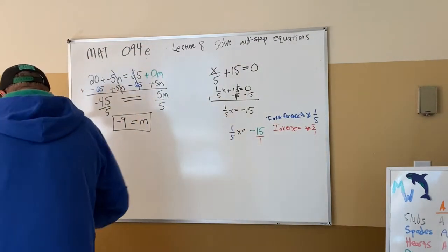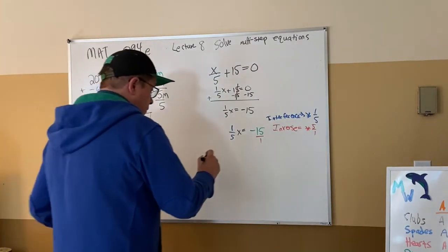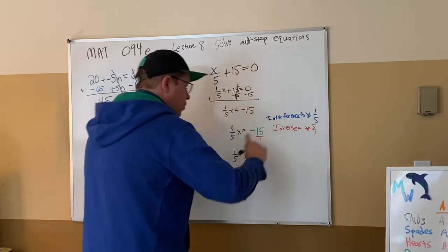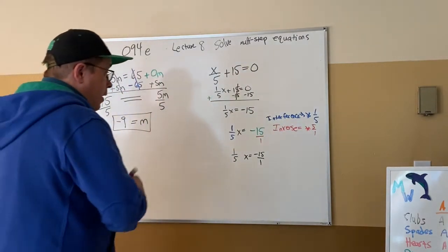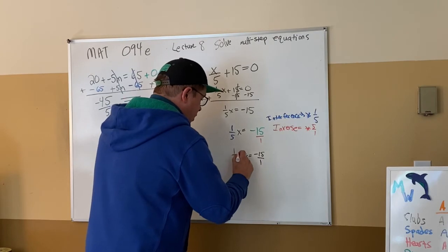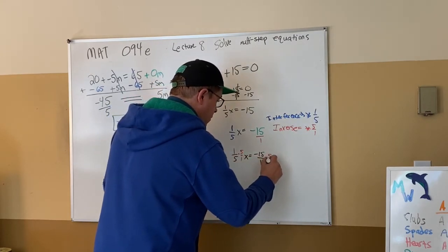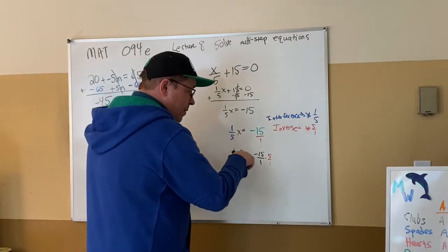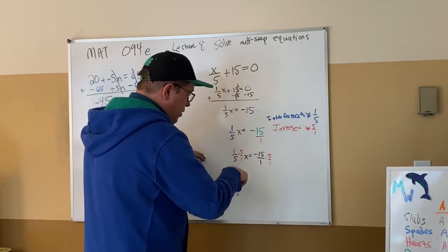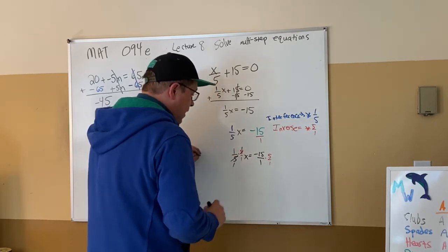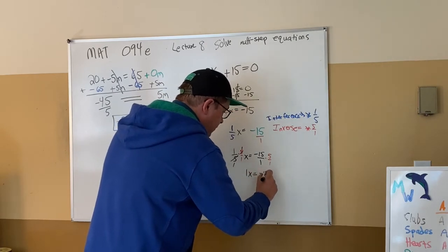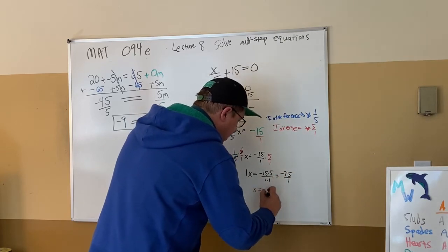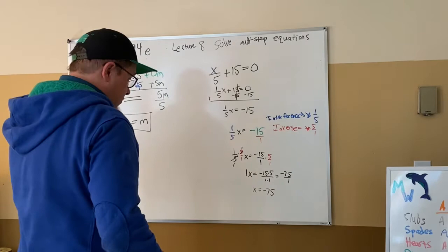So let's see what we got here. We got the 1/5 x equals negative 15 over 1. I'm going to multiply each side by 5 over 1 and see what happens. This has become x. 5 over 5x, 1 over 1x, then 1, or you can divide the 5s each by that and you get 1x equals negative 15 times 5 over 1 times 1, which is negative 75 over 1. x equals negative 75.